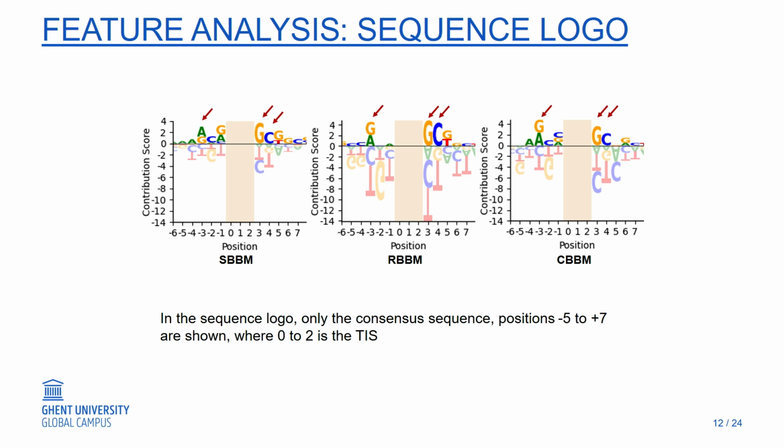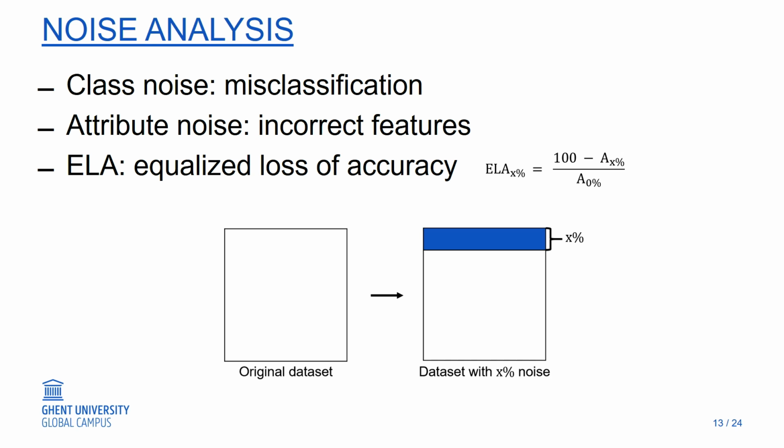At positions -3, +3, and +4, we see that the consensus sequences for all 3 models are very similar, or exactly the same. The only difference are the contribution scores. For example, cytosine at position +4 is much higher for RBBM than for SBBM or CBBM. We also performed noise analysis. Specifically, we performed class noise analysis and attribute noise analysis.